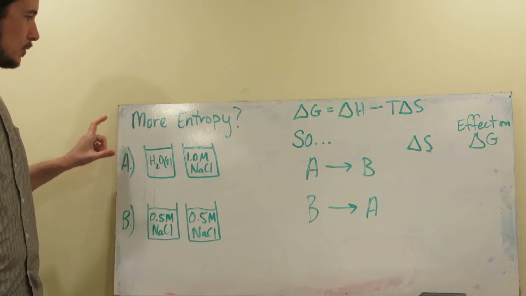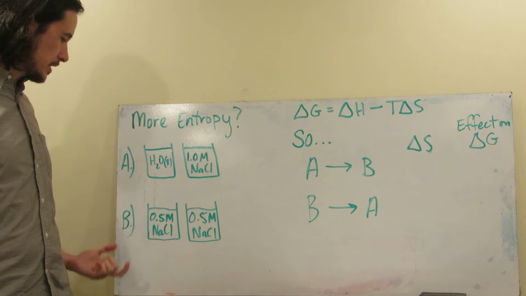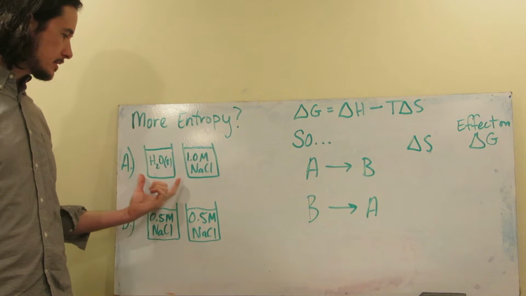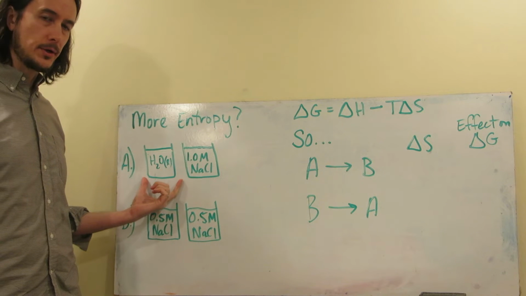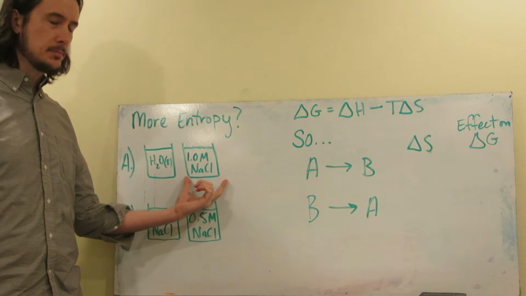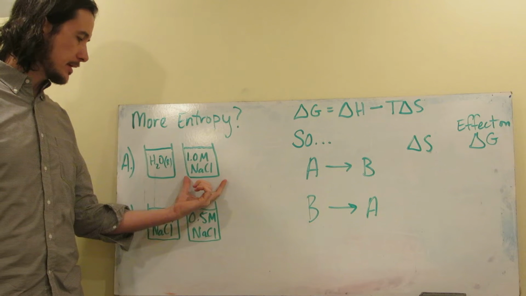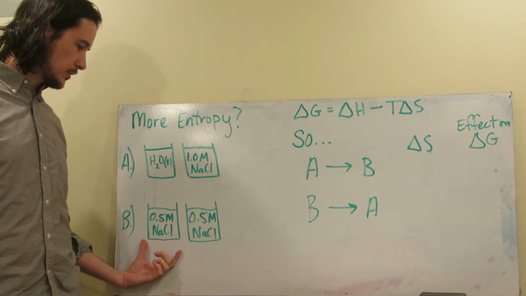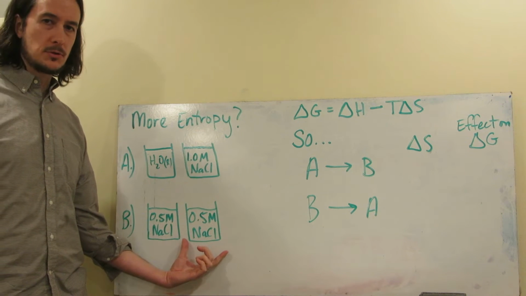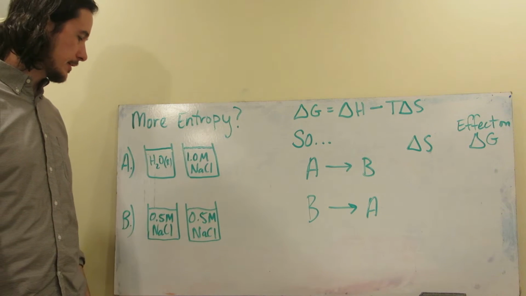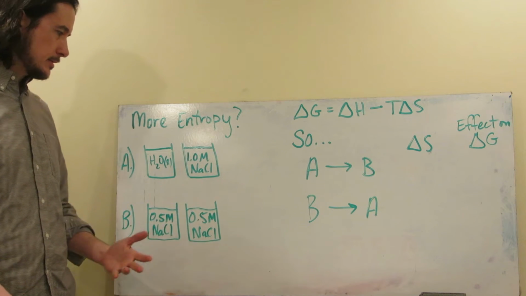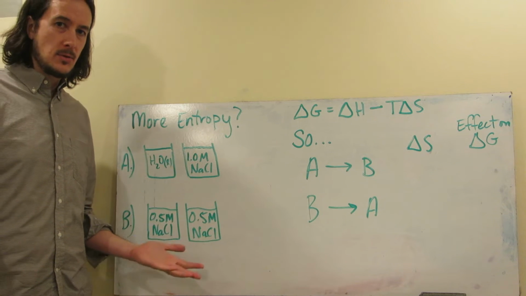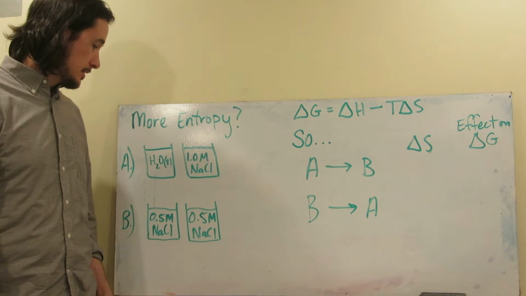Which one is going to have more entropy, do you suppose? We've got situation A and situation B. Situation A, we've got just water, and here we have 1 molar sodium chloride. Situation B, it's 0.5 molar sodium chloride and 0.5 molar sodium chloride in 2 separate containers. And so maybe take your guess. What do you think?